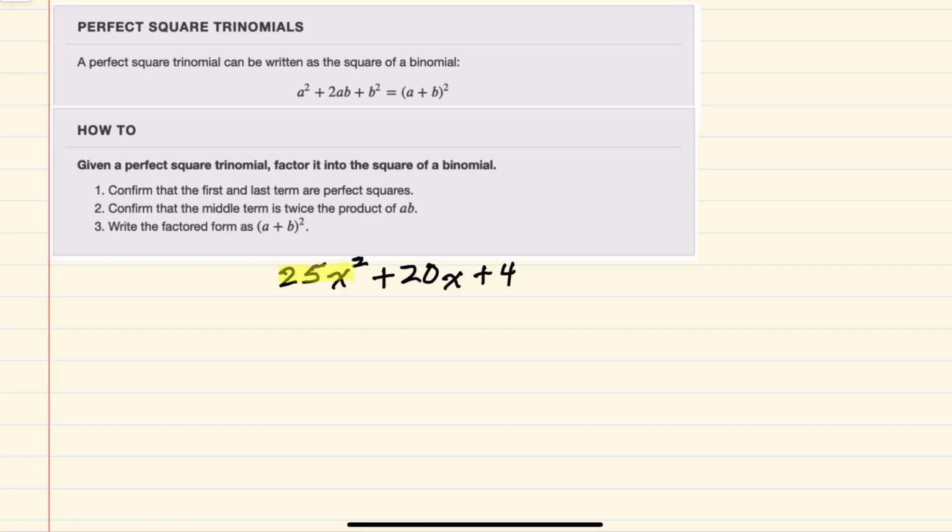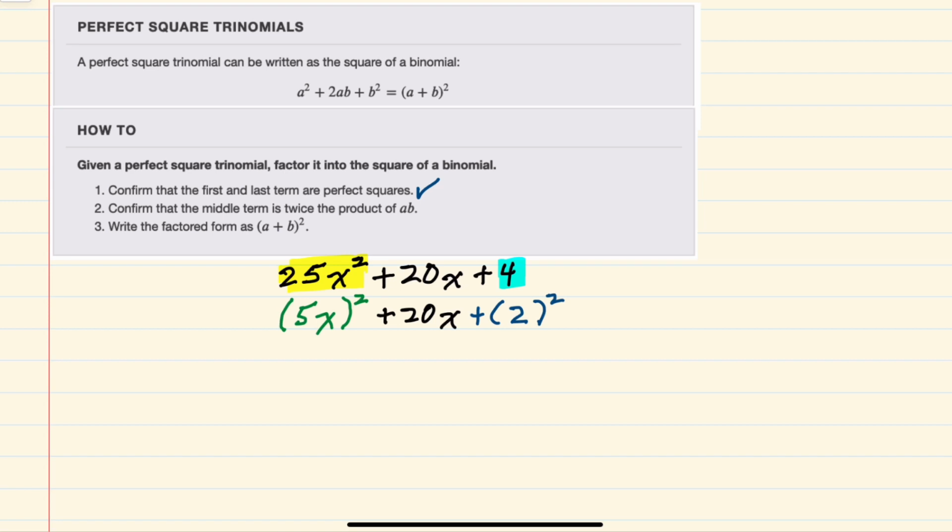So to confirm that this first term and this last term are both perfect squares, I'll actually do that by rewriting each of these as perfect squares. So I can say that this first term is a perfect square where inside we have a 5 and an x, and if both the 5 and the x were squared, we would have that 25x squared. And then for the last term, writing that as a perfect square, 4 can just be written as 2 squared. So we have confirmed that both the first and last terms are perfect squares.